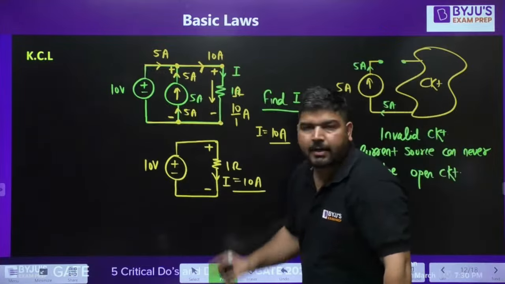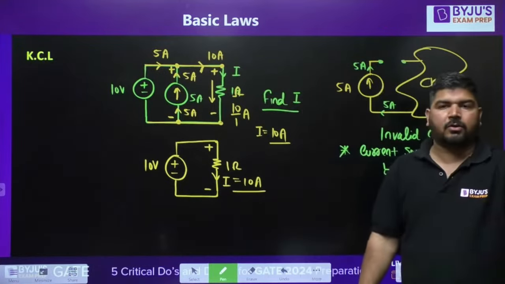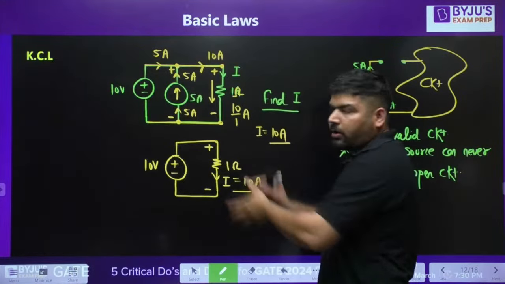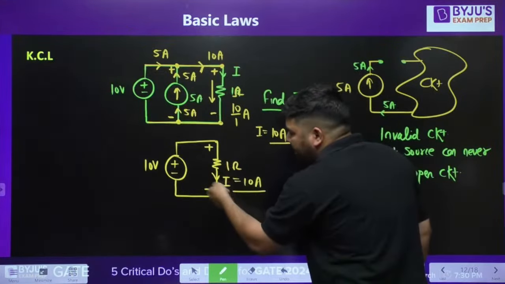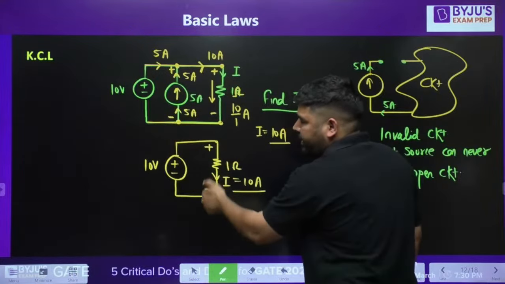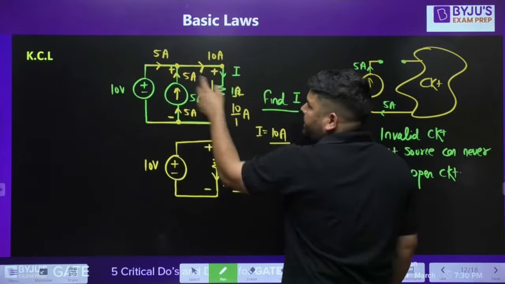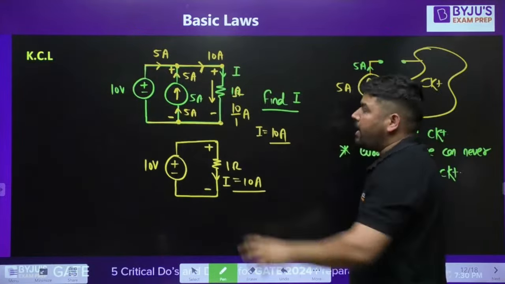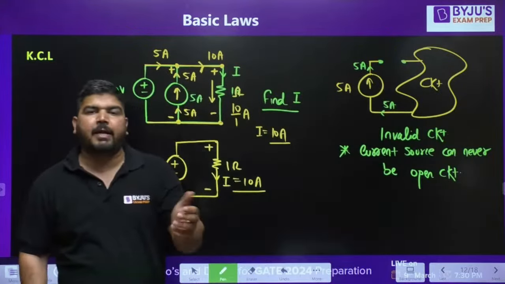And you can calculate the current in the resistance. There is no problem at all, as far as the answer is concerned. But conceptually, this is wrong. Because in this circuit, the entire power consumed by this resistance is supplied by the voltage source. But in this circuit, the entire power which is consumed by this resistance is not supplied by this voltage source only. The current source will also participate in the power.